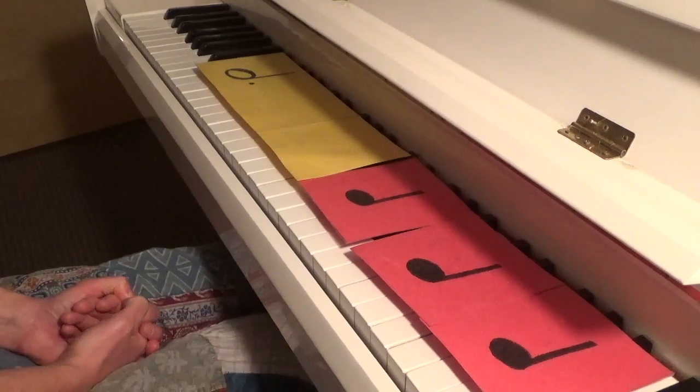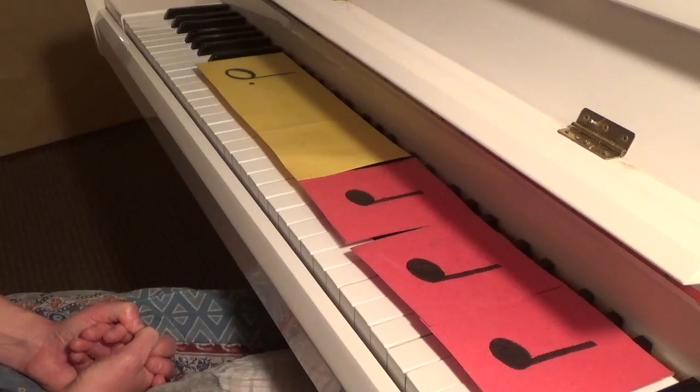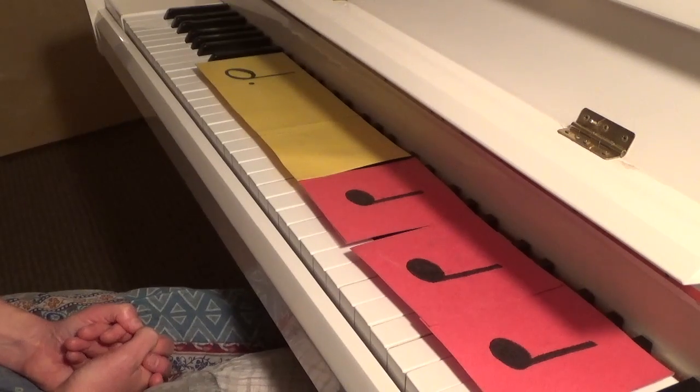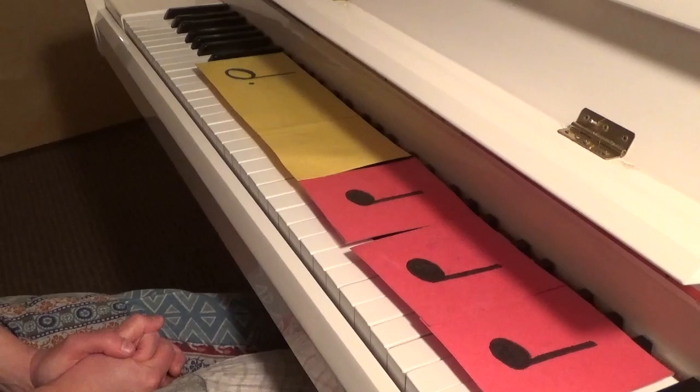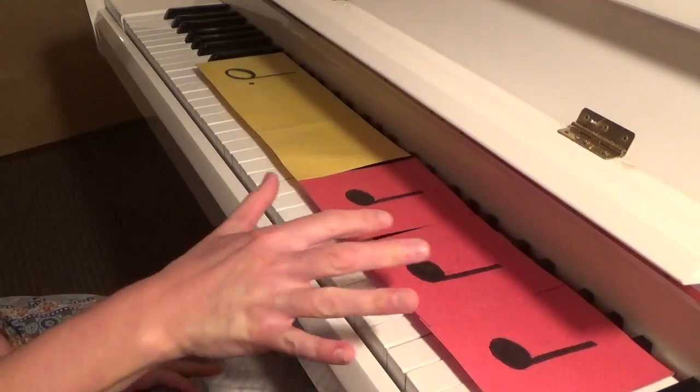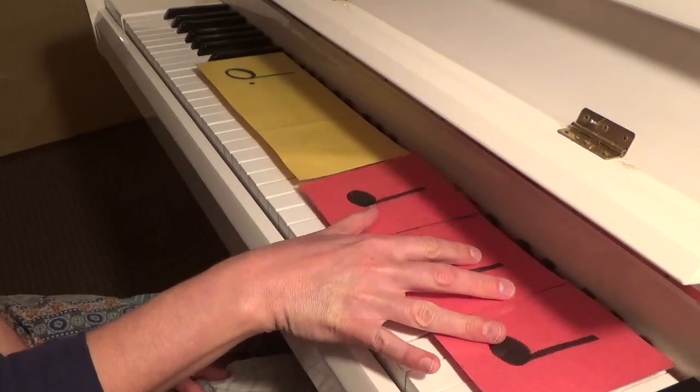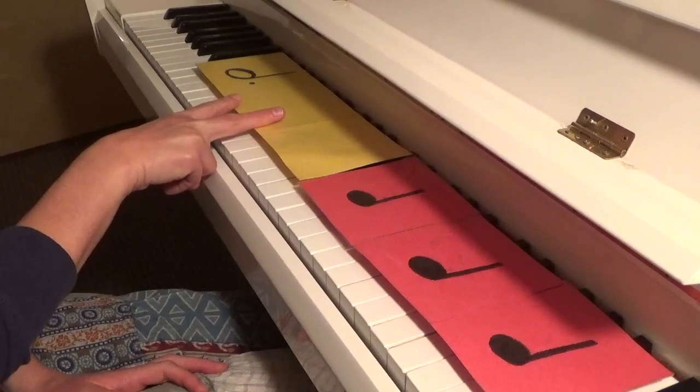So 6 is, we very commonly have 6 for the top number in compound meter. But let's take a look what happens if we have 6/4 time. That means that we would have 6 quarter notes in a measure, or 2 dotted half notes.